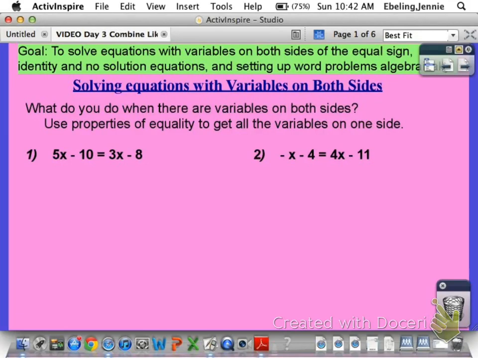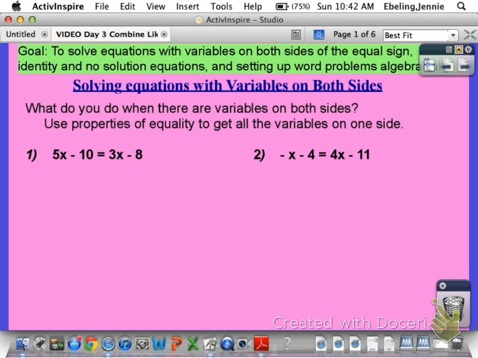Hi, today is day 3 on solving equations, and what we're going to be doing today is solving equations with variables on both sides of the equal sign. We're also going to be taking a look at equations that have no solutions and ones that are identities. We're also going to be taking a look at a couple of word problems and setting them up algebraically and solving them. So let's get to work.